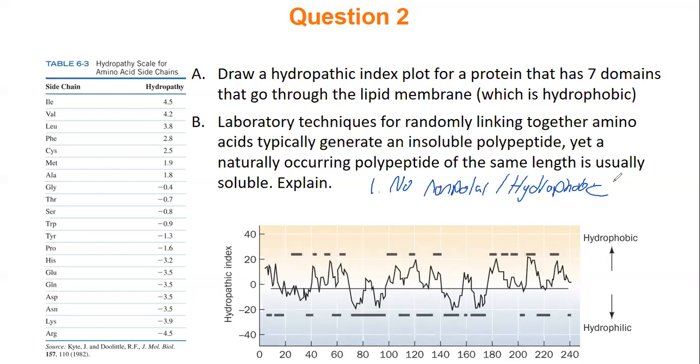One of the answers is: because naturally occurring polypeptides of the same length are usually soluble in aqueous solution due to the presence of large amino acid side chains with reactive functional groups? No, because in my fake peptide, I can make the same large amino acids and functional groups. So how to be soluble? Choice one, no nonpolar hydrophobic groups. This is impossible in my situation. That happens in nature. We do have peptides like that, but not here. Two, hydrophobic core. All right.